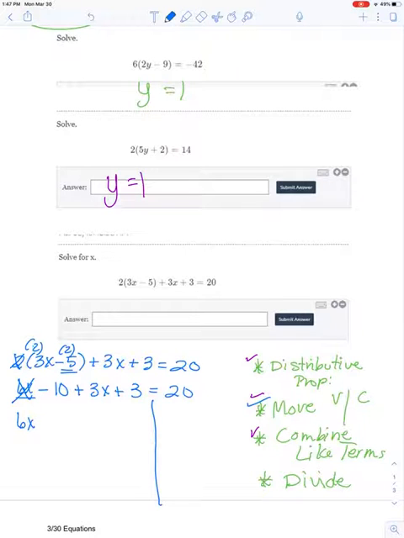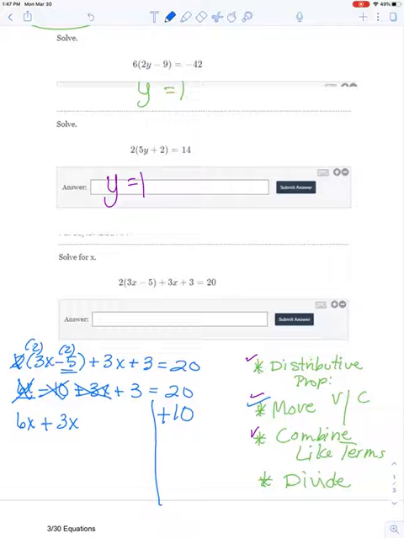Negative 10 does not have a variable, so we're going to move it over here and do the opposite. Positive 3x has a variable, so it's going to stay on this side, so it doesn't change sign. Remember, if it doesn't go across this equal sign, then it stays the same sign.